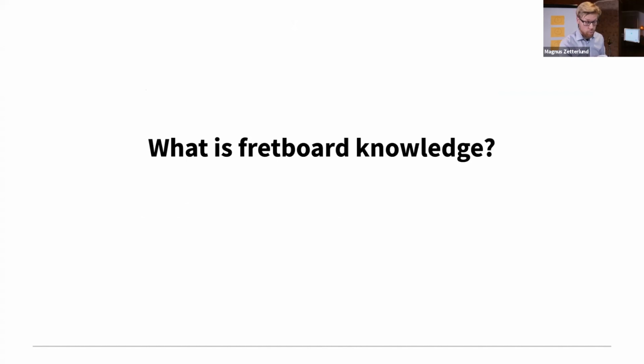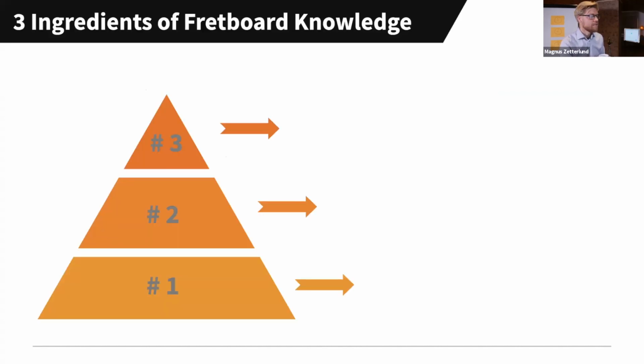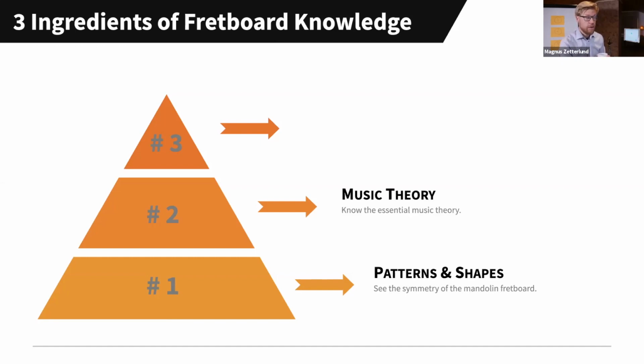So what is fretboard knowledge then? Well, I think there's 3 very important ingredients for this. First of all, it's patterns and shapes, so we can see the symmetry of the mandolin fretboard, because there's a lot of patterns and shapes that we use over and over again. It's not a random thing that is happening. That's the most fundamental part, I think. And then there is music theory, because you want to know some essential music theory. By doing that, it will really accelerate your learning curve a lot.